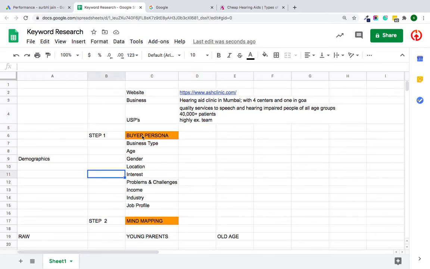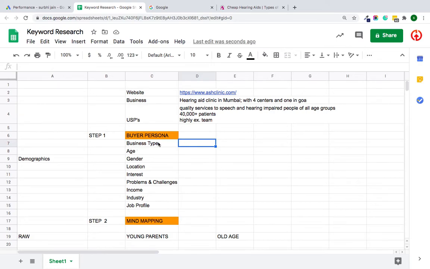Next would be creating a buyer persona, which would be our step 1. We need to know who our customers will be, who they are, what the demographics are, what the age is, what the gender is, what the location is. Here we know that the hearing aid clinic is in Mumbai, so we should also know where a customer is from. Of course, when somebody has to visit, somebody from Mumbai would be the first to visit. So let's put this in.